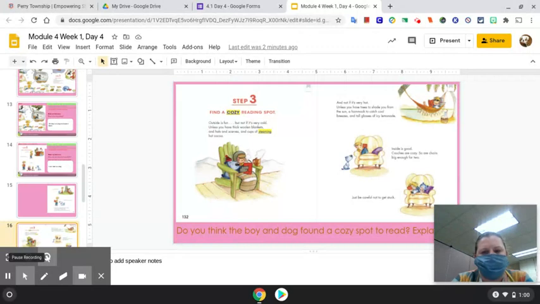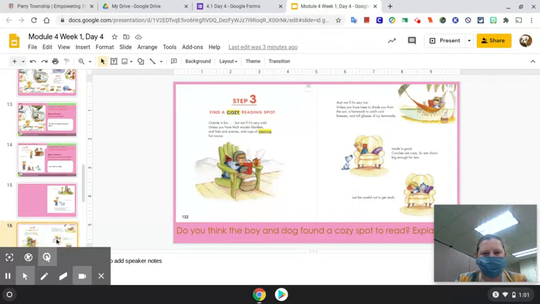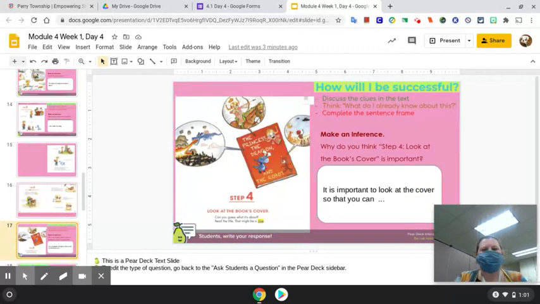So do you think the boy and the dog found a cozy spot to read, and why? I want you to pause and answer that in a complete sentence. I think the boy and dog did find a cozy spot, or they did not find a cozy spot, because. Tell me why you think that. Come on back when you're finished. Welcome back. Ready for step 4.